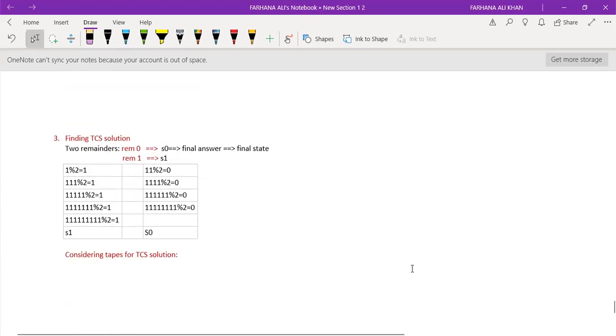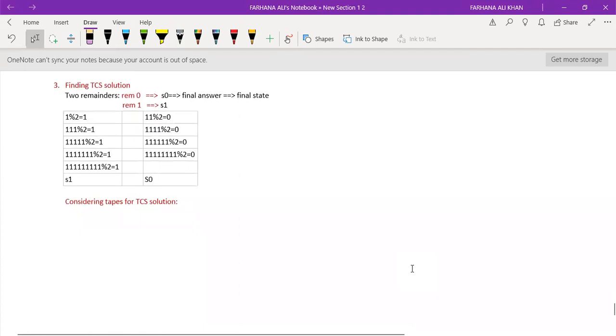Now we will find out the theoretical solution for the same question. For that, those numbers which have the remainder 1 will be considered as the remainder 1 situation. We give a special name to that, S1. So these are the numbers belonging to the category S1, that is the remainder 1.